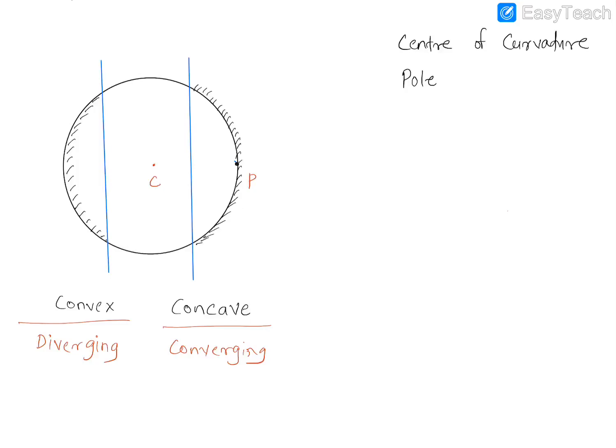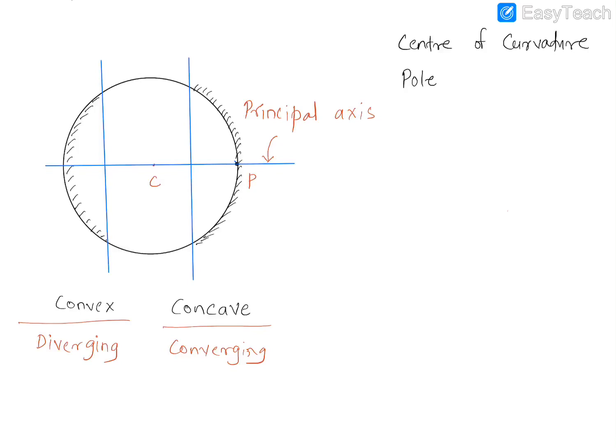Now the next term is the principal axis. What do you mean by principal axis now? It's an imaginary line which is passing through C and P. So an imaginary line which is passing through the center of curvature and pole is called what? Principal axis. So this line is called the principal axis. They may ask you to define principal axis also. So it's a straight line which is joining the pole of the mirror to the center of curvature.